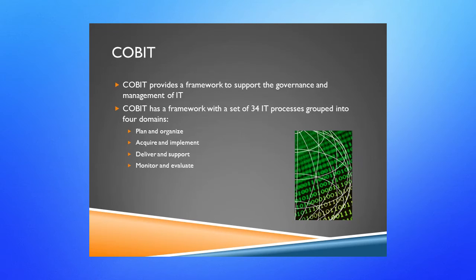Now, CISA provides a framework to support the governance and management of IT. It's a framework with 34 IT processes that are pretty much grouped into one of these 4 domains, whether it's planning and organizing, acquiring and implementing. You could think of hardware and new routers, new servers, those types of things. Deliver and support of those objects that we've acquired, and of course monitoring and evaluation, which is an ongoing part of the process for most aspects of information services.